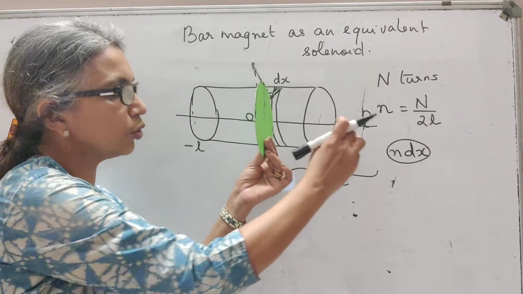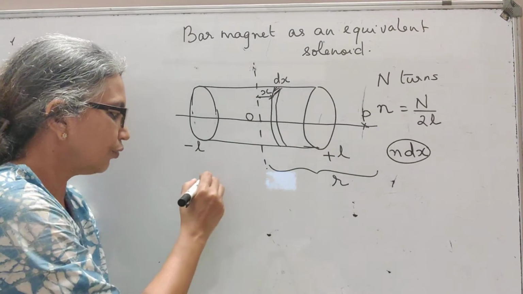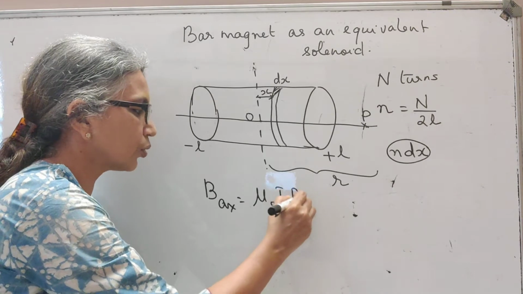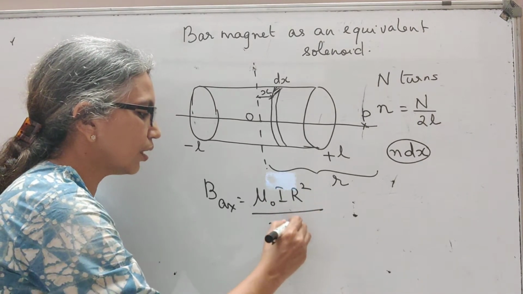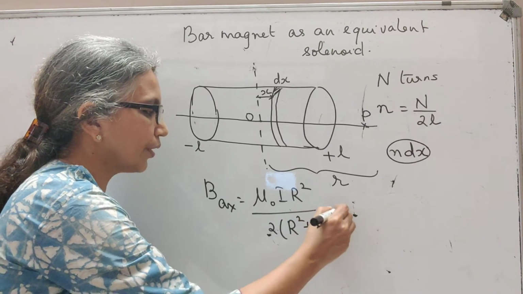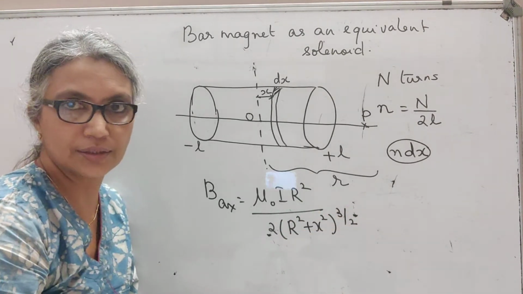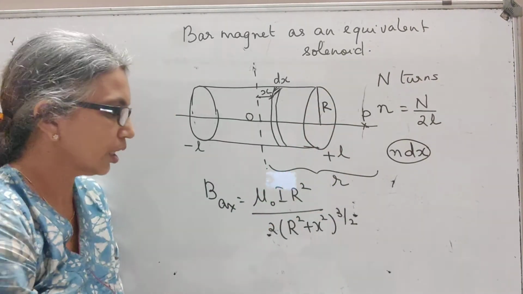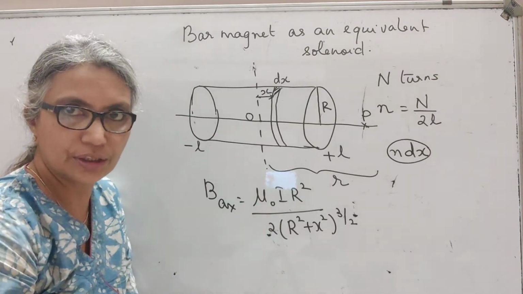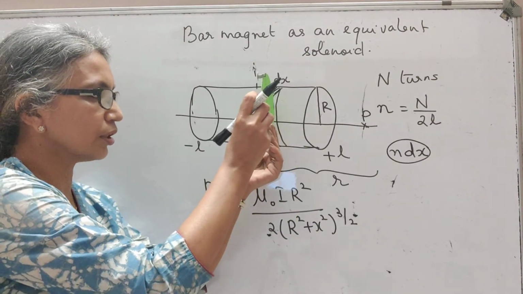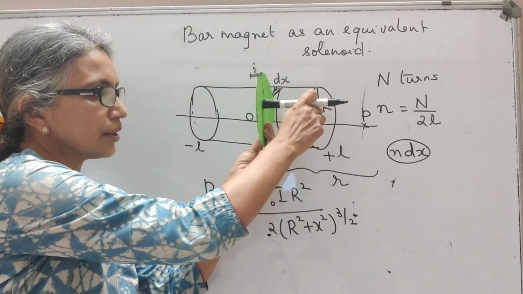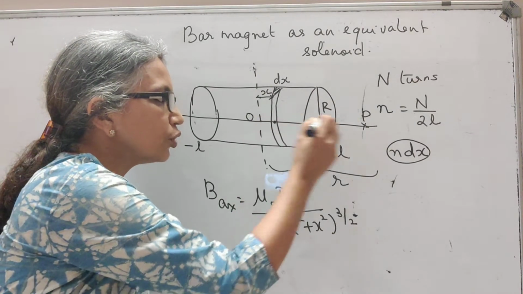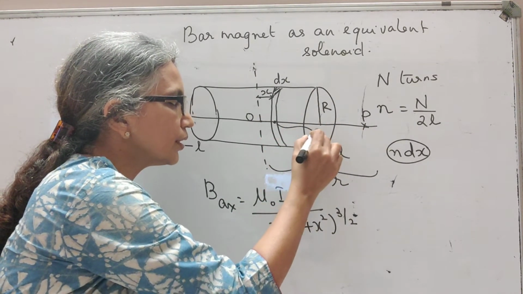And for a circular loop along the axis at a point P, we know the magnetic field along the axis is given as mu 0 I r square by 2 into r square plus x square the whole raised to 3 by 2 from last chapter. So the radius of this loop is capital R. Okay. Now here I need to make a few changes. For a circular loop, the x is the distance from the center of that loop to the point P. So from the center of the loop to point P would mean we need only this distance.